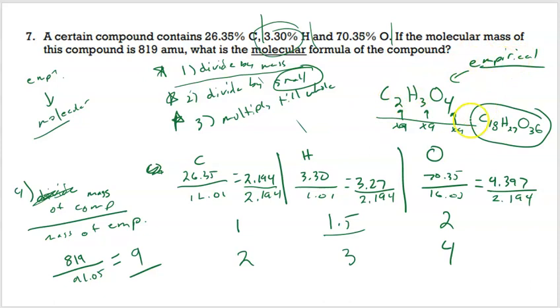If we know the empirical formula, we just divide the mass of the compound by the mass of the empirical formula to get a number. We multiply the subscripts of the empirical formula by that number to get the molecular formula. Lots to remember, as I said. All right, you guys keep after this.